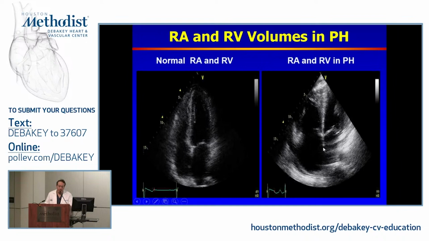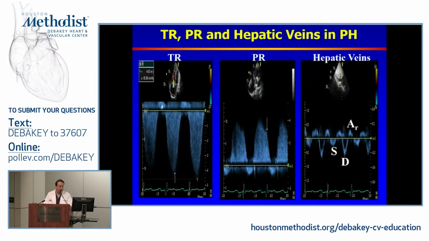Another interesting thing to pay attention to is the interatrial septum. As the RA pressure goes up, the septum will move from the right to left direction. And a septum that keeps looking to the left atrium throughout the cardiac cycle is an indicator that the RA pressure here is higher than the LA throughout the cardiac cycle. TR, PR, hepatic veins, and here we can get all the components: PA systolic, diastolic, mean, and RAP.